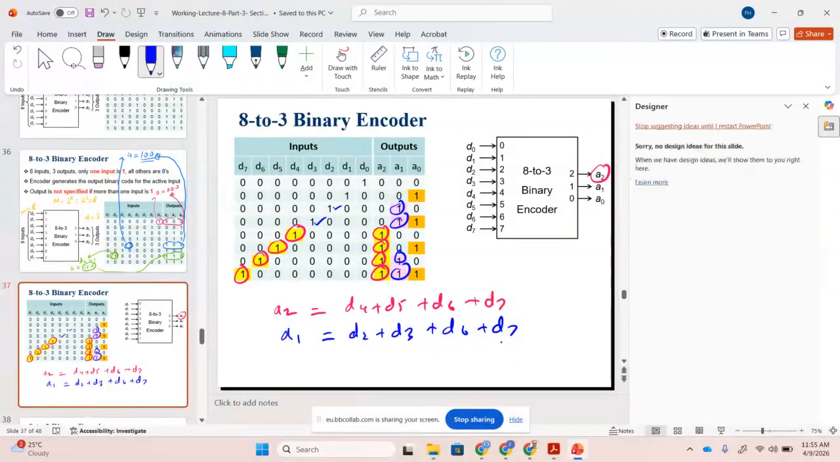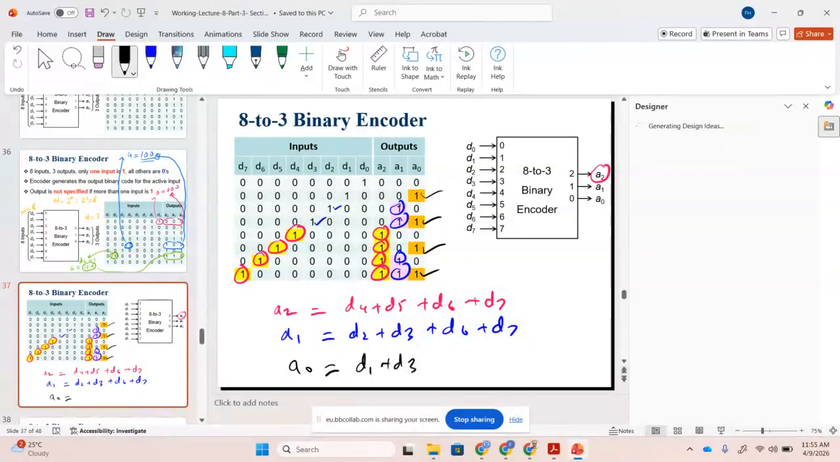You got it. Okay. What will be the expression for A0? D1 plus D3 plus D5 plus D7. Got it or not got it? And what about the priority encoder?